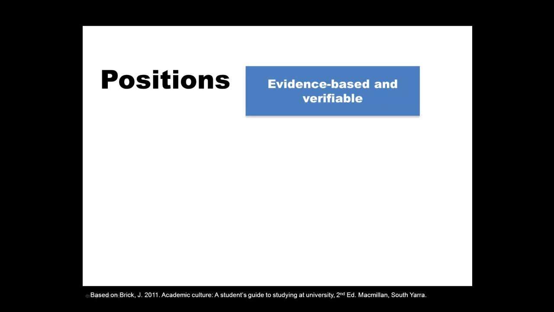First, an academic position is based on evidence that can be verified. This means that wherever possible, evidence should include the results of research studies, and you should reference the sources of your ideas. References allow your readers to check original sources for themselves.